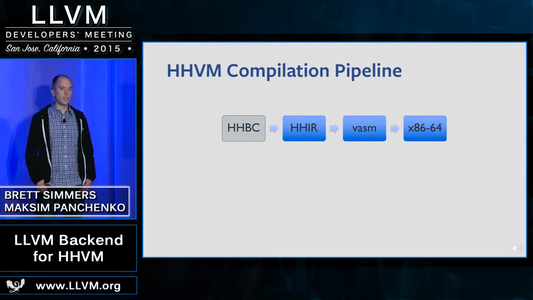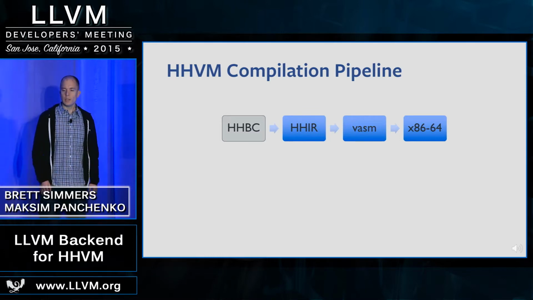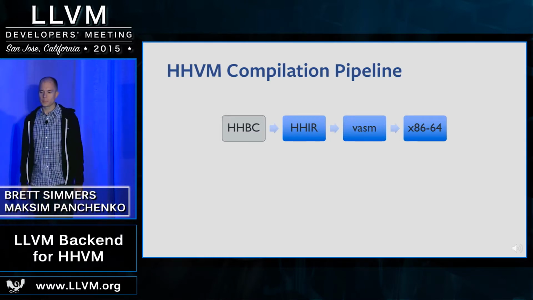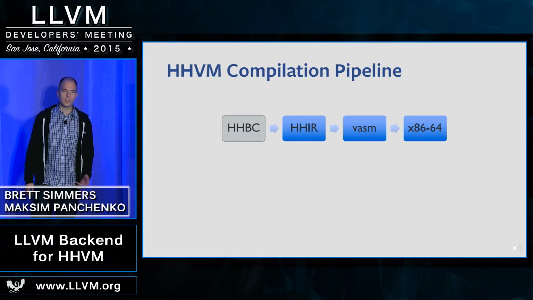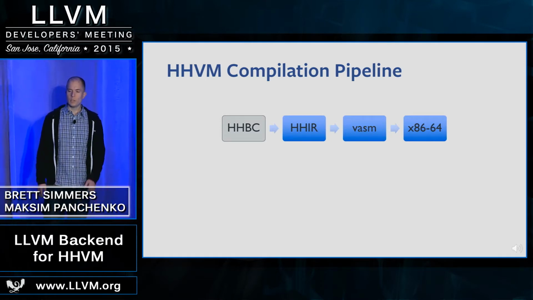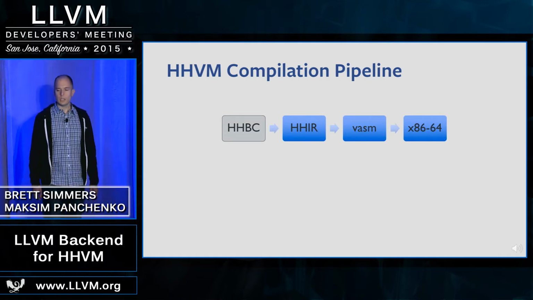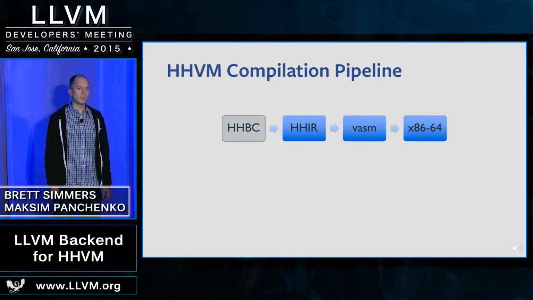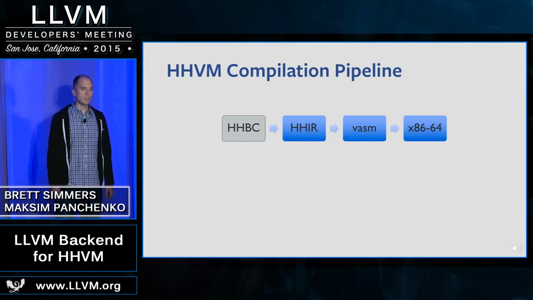So if you have something like A plus B, if A is a string and B is an integer, then we want to coerce A to also be an integer. And that kind of stuff happens in HHIR. And then once we've done those optimizations, we go to Vasm, which is our low-level IR. It's pretty similar to x86. For the most part, we have one Vasm instruction for one x86 instruction. And this is where we do register allocation, and then we do the final code gen to x86.